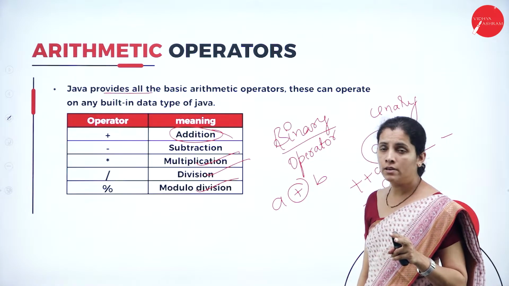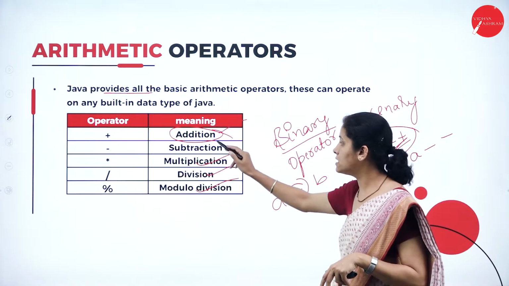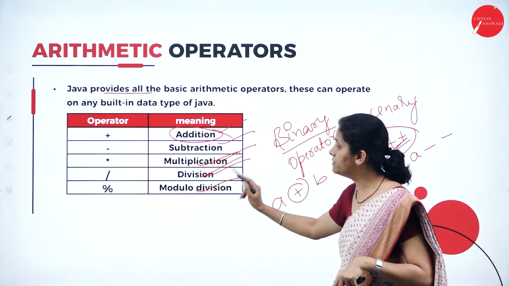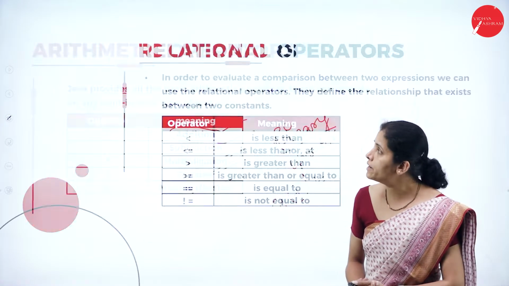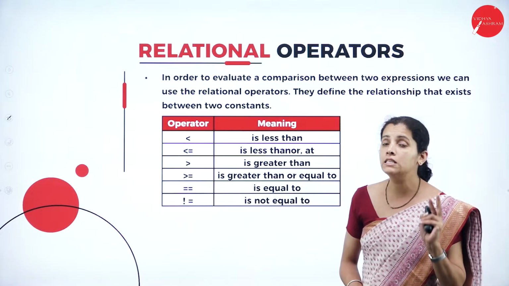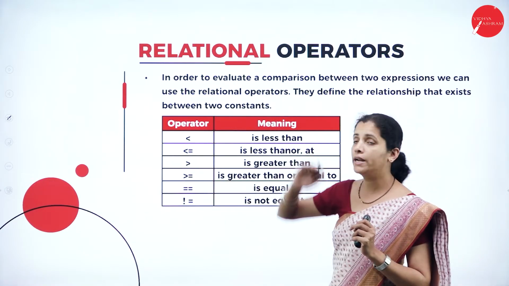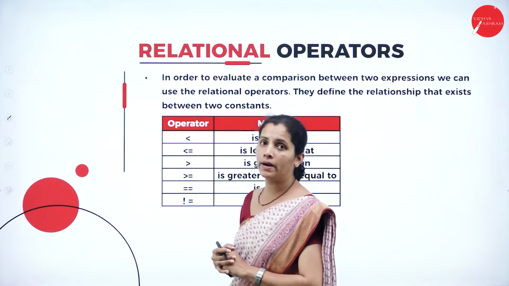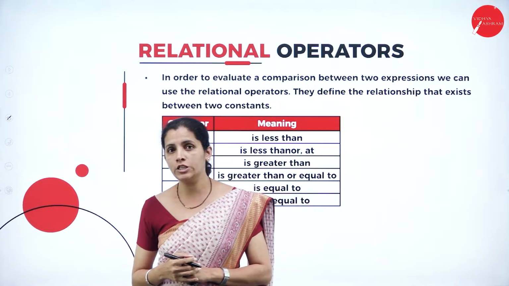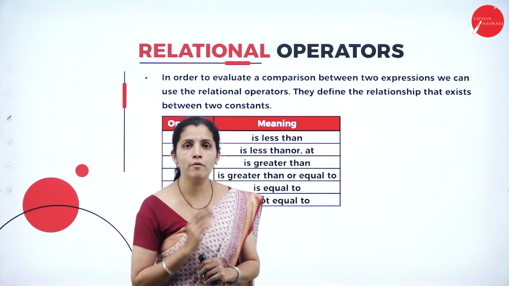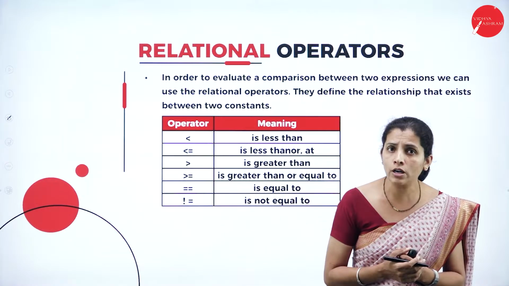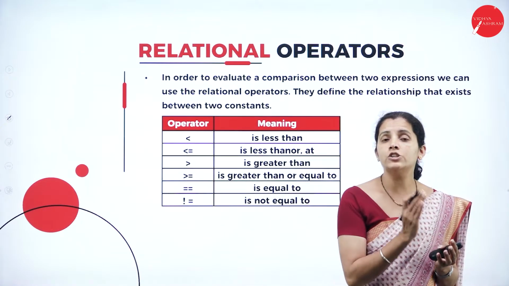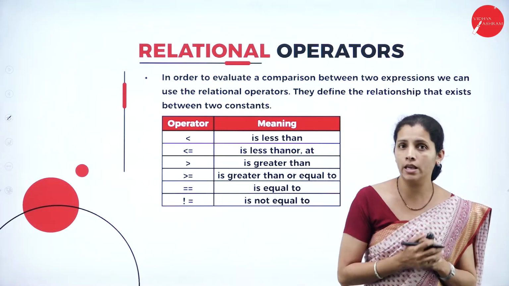I can have addition, subtraction, multiplication, division as well as modulo. So dear student, moving further, I'm going to have the second type of operator, that is relational operator. So what is relational operator? Why do I want relational operator? Relationship in the sense what? I want to know the relationship between 2 variables.